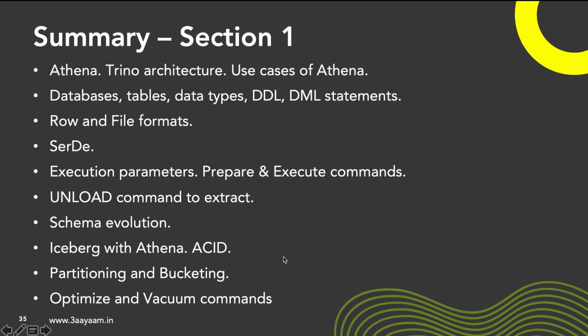We can use the UNLOAD command to extract records to another location, because let's say we're running some aggregation queries. The output of those aggregation queries would be stored in a separate S3 location. Then how schema evolution is handled in Athena, followed by Iceberg with Athena. What is Iceberg? Iceberg is basically an open table format which gives us the ability to do single row or multi-row updates, inserts, deletes, and enables lakehouse architecture on the data lake, which is S3. Then the ACID property on Athena only applies to single rows, not multiple rows.